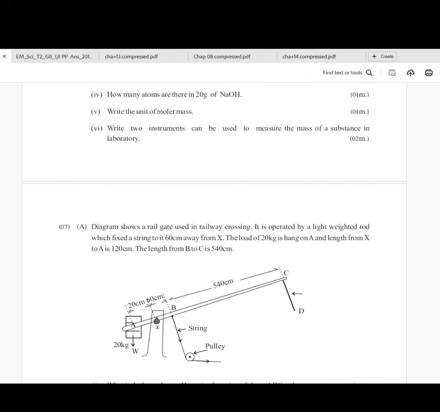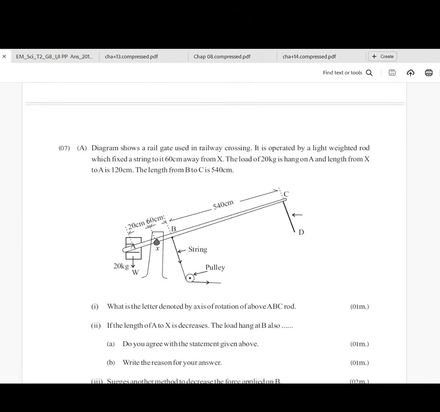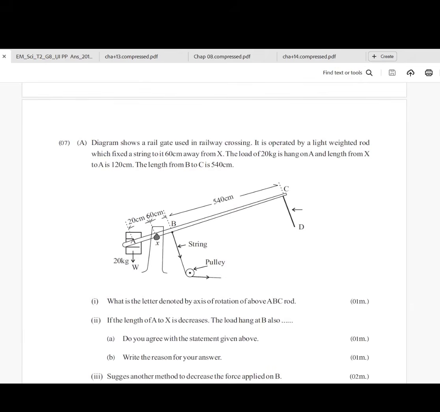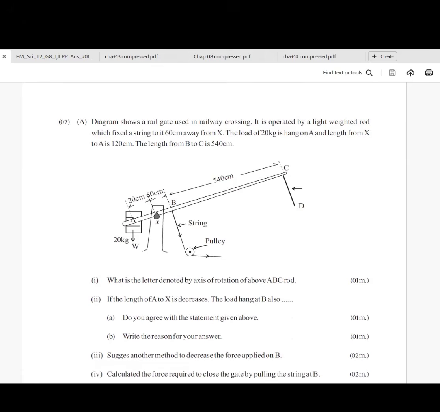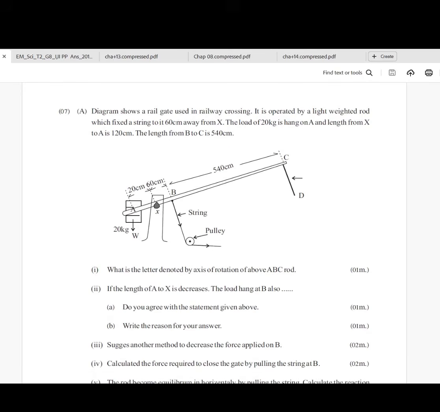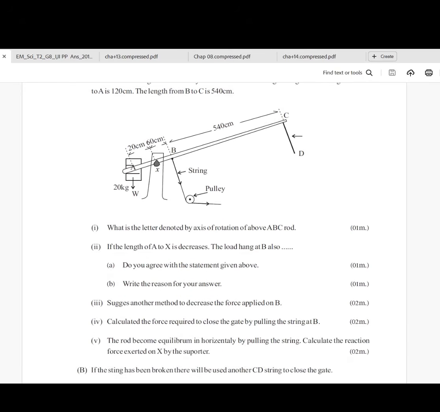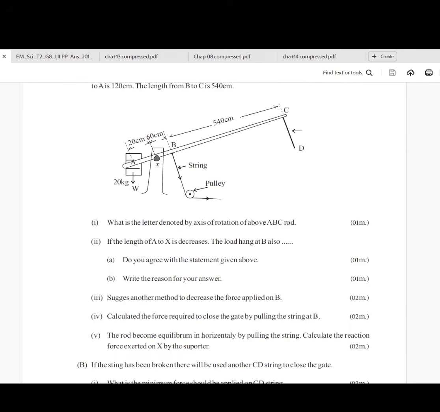Question number 7. Diagram shows a rail gate used in railway crossing. It is operated by a light-weighted rod, which has a string fixed to it 60 centimeters away from X. The load is hung on A and the length from X to A is 120 centimeters. The length from B to C is 540 centimeters. What is the letter denoted by the axis of rotation of the above ABC rod? Answer is X.